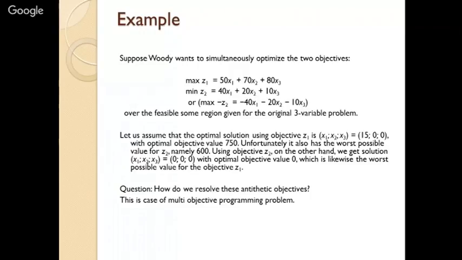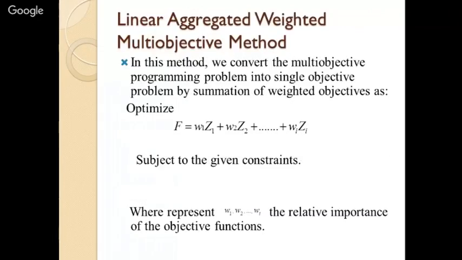This type of case is called the multi-objective programming problem. The objective functions must be conflicting. At least one objective function must be conflicting with the others. So this is the multi-objective programming problem, and earlier we also used the linear aggregated method, a very old method, and in this method we convert the multi-objective programming problem into a single objective function by some weights according to your priority. Where W1, W2 are the relative importance of the objective functions.